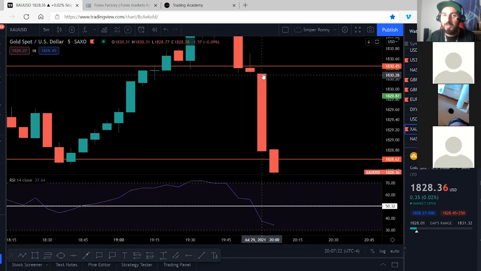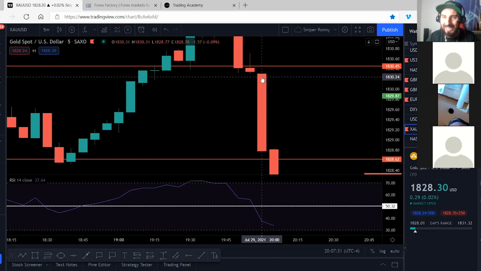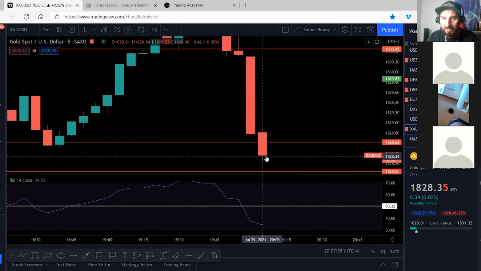Look at it. Remember what I told you? No wick on the top, no wick on the bottom. This is the money candle, guys. This is called a Marubozu. This is an ignited candle. And look at the continuation. It continued and continued to go down.